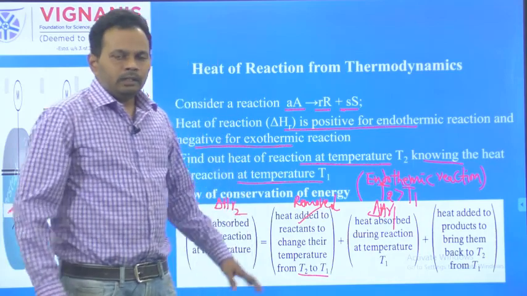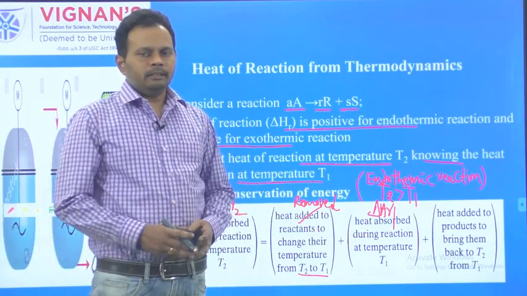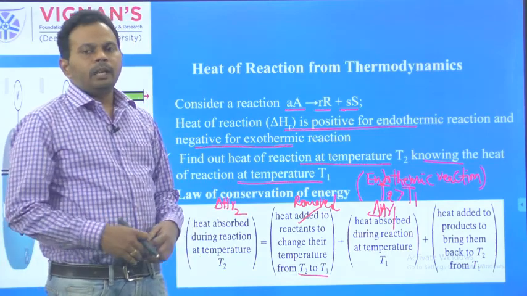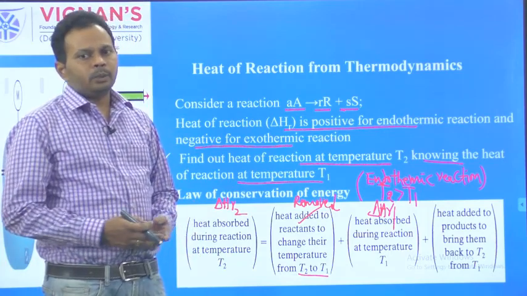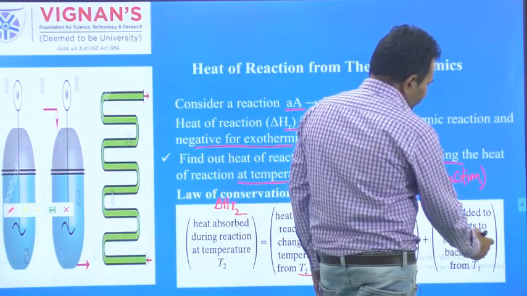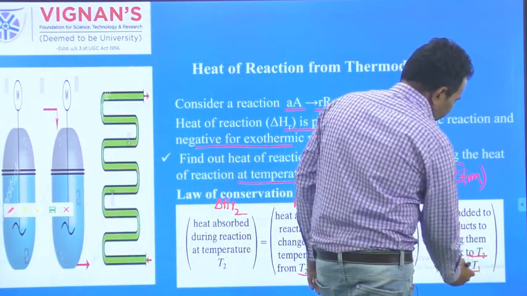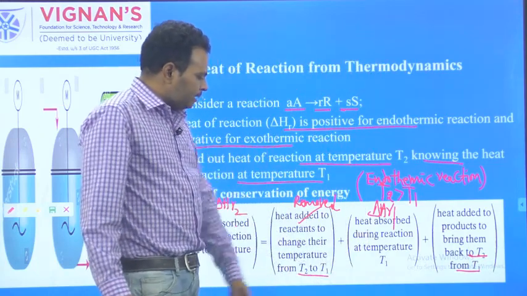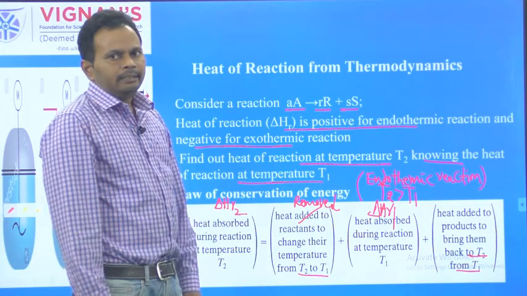And here we obtain the products at temperature T1, but we need the products at the initial temperature of the reactants. Again you add heat to the products to increase the temperature to T2 from T1. So again heat is added to the products to bring the temperature back to T2 from T1. But in this case, the final temperature is T1, and the initial temperature is T2.